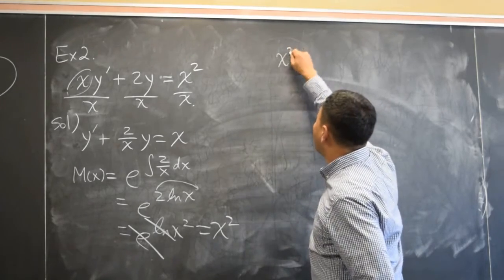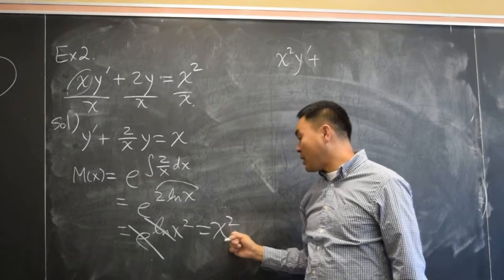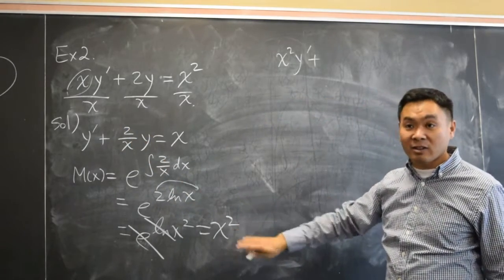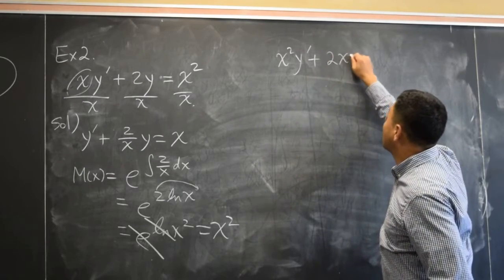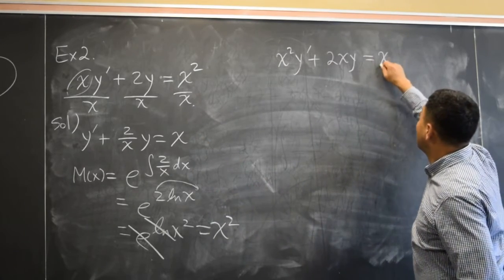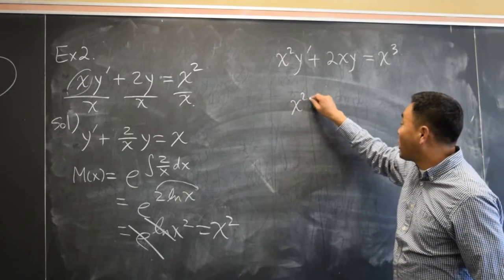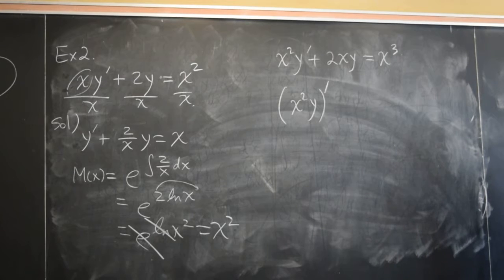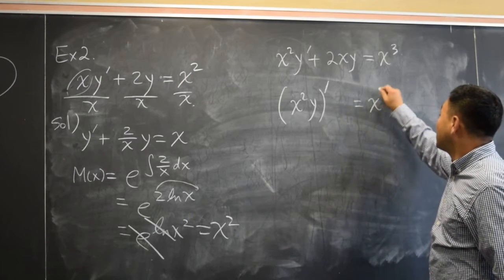All right. So I'm going to multiply x squared on both sides. I get x squared y prime plus, what do you get if you multiply x squared times 2 over x? One of the x's cancels, right? So what do you get? 2x. And x squared times x is x cubed, right? And now you have x squared y prime as the left side and x cubed as the right side.